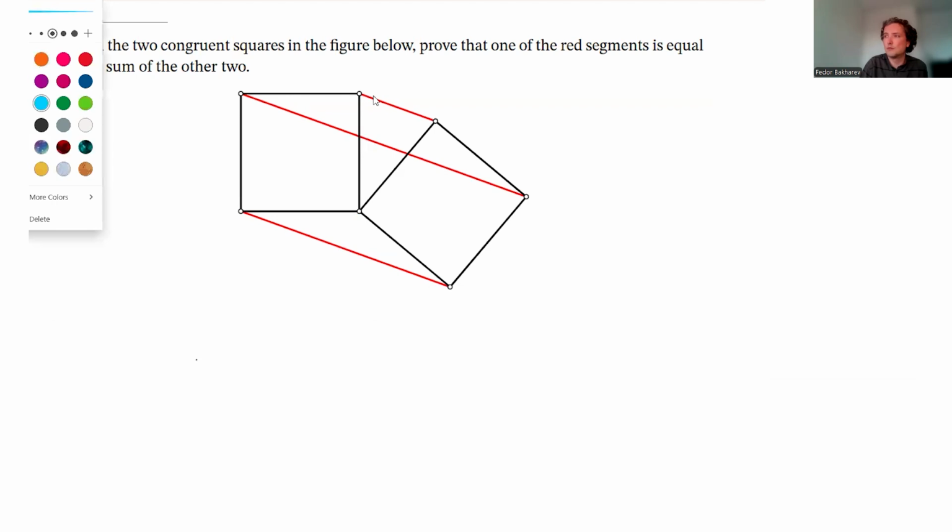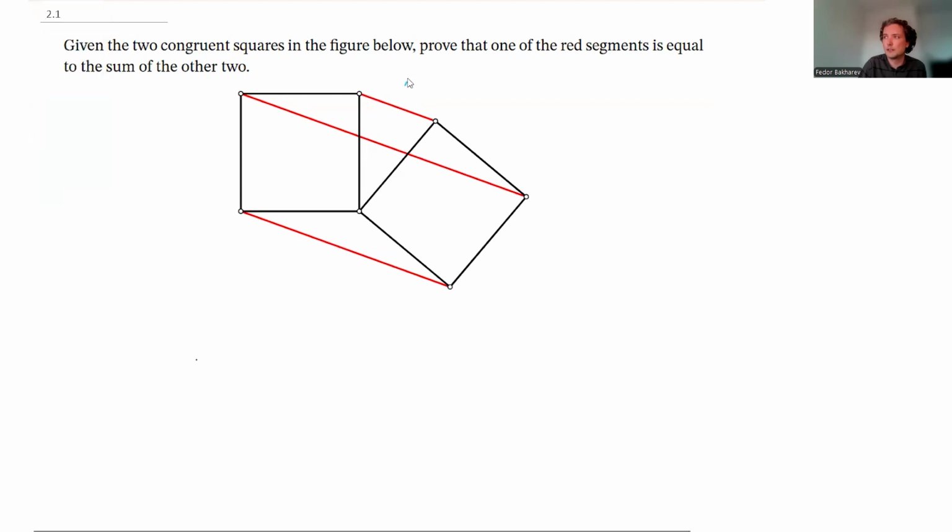So first of all, these three segments are parallel to each other because of the symmetry of this figure with respect to, for example, the bisector of this angle. If I draw the bisector here, then the figure is symmetric, and thus all these red lines are perpendicular to this bisector, and thus they are parallel.